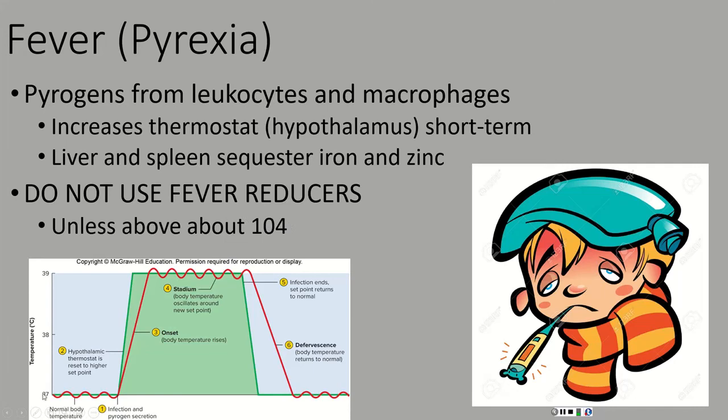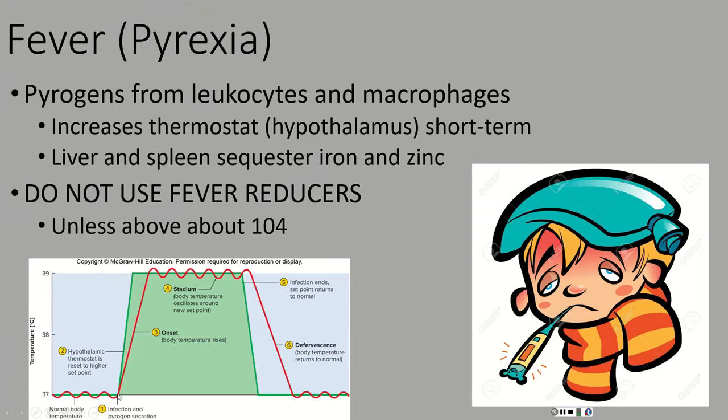But here is kind of the graph of what happens during a temperature. This is on page 819 of your textbook. So your normal body temperature is always fluctuating. You're always getting a little bit warmer, a little bit cooler, a little bit warmer, a little bit cooler, but typically it's around 98.6 Fahrenheit or 37 Celsius.